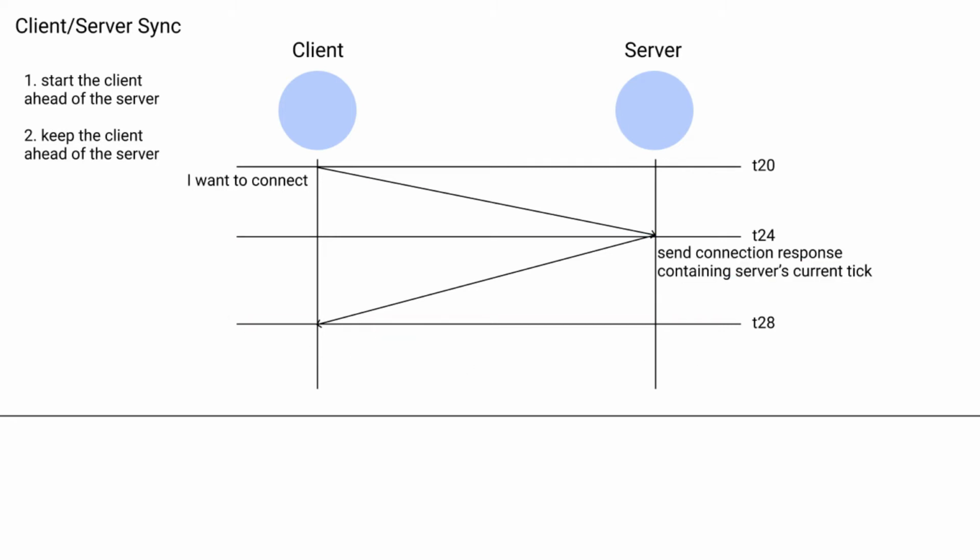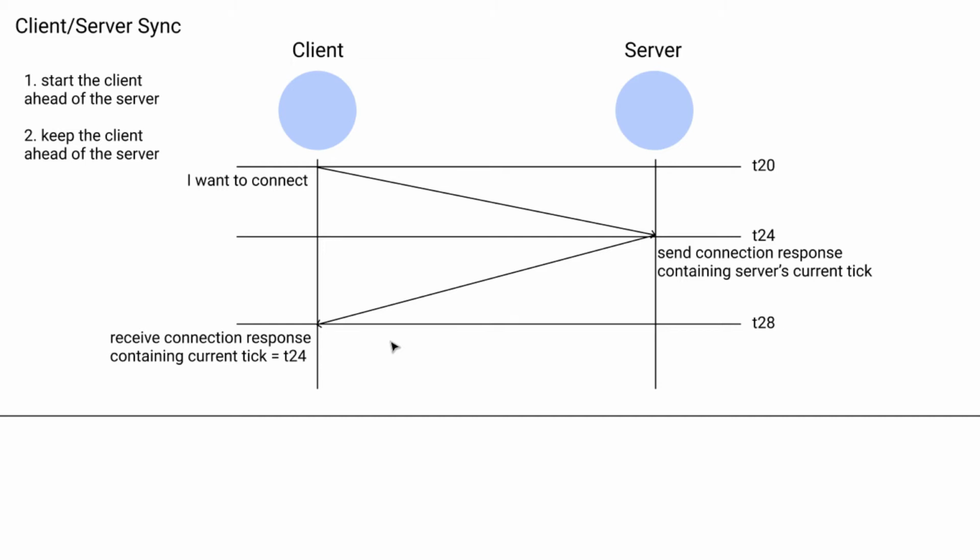Right now, when it receives this message, so this line's for tick 28, it's going to receive a connection response containing current tick equals tick 24. So that's what the message contains. It's saying, I'm the server and I'm currently on tick 24. What the client's going to do here is just make a best guess at some arbitrary number in the future to add on to this tick to try to get ahead of the server.